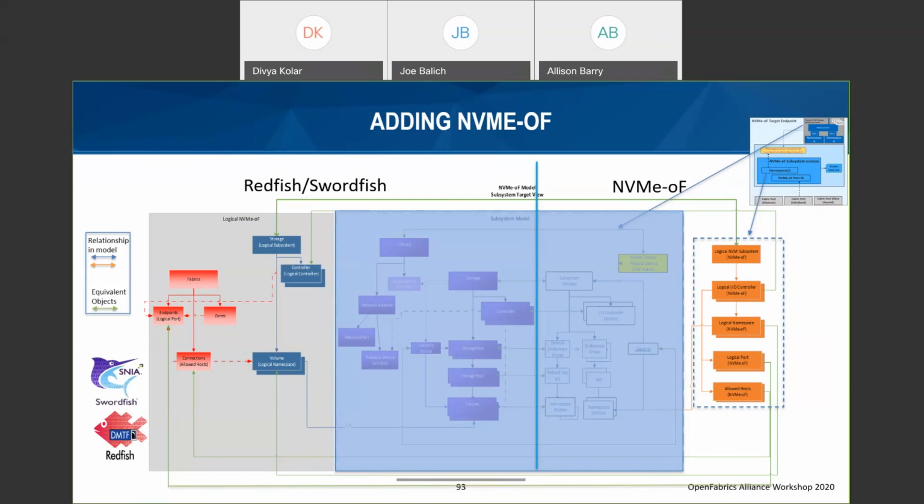So we see that there is also a mapping for these logical NVMe or Fabric resources. We have the corresponding Redfish, Swordfish elements. For example, the logical NVMe subsystems are mapped to storage, the logical I/O controllers are mapped to controllers in Redfish, Swordfish, and the logical ports are mapped to the Fabrics endpoints.